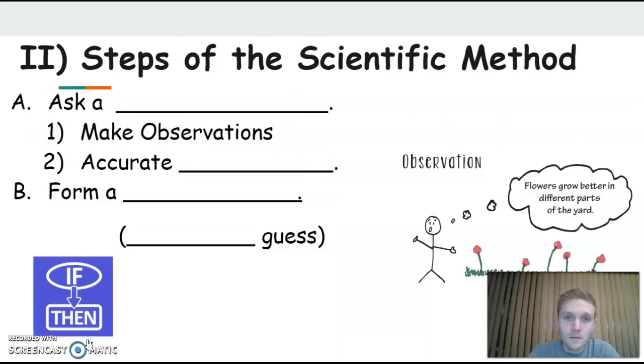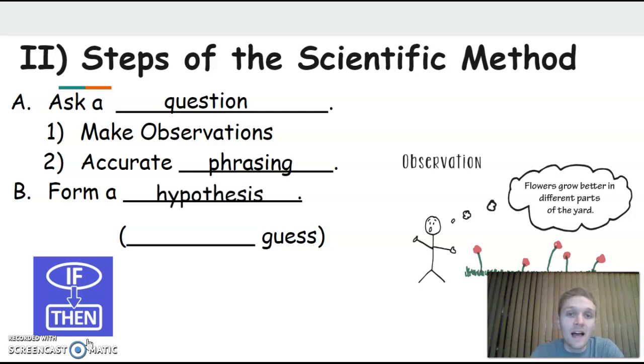Let's look at them in a little bit more depth now. Right? So here are our steps. So first, we're going to ask a question. When we ask a question, first we have to make observations. But when we make our question, we have to make sure we have accurate phrasing. We have to make sure that the question that we're asking is specific and that it's really getting at what we want to know. Right?